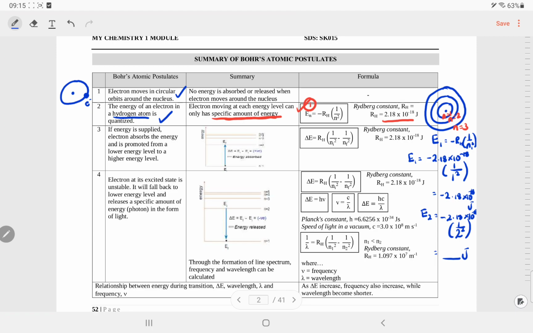Okay, tengok pula yang ketiga. Okay, postulate yang ketiga mengatakan if energy is supplied, electron absorbs the energy and is promoted from a lower energy level to a higher energy level. Okey. So ini adalah shell ni sebenarnya. Shell. Okey. Ni shell yang pertama. Okey, n is equals to 1.